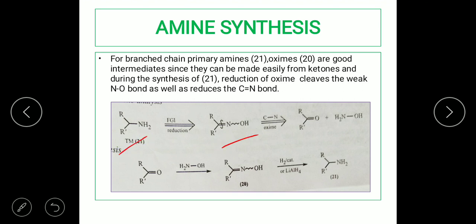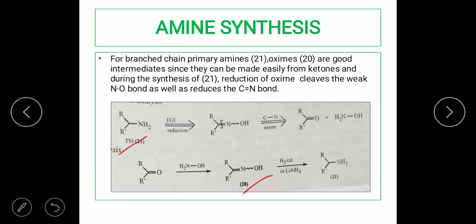When we do the functional group interconversion of this branched chain amine to the oxime, you can see that you can do the CN disconnection here, and once you do the CN disconnection, you can easily get the ketone and the amine. Ketone and amine can be used as the starting materials, and when you use these two starting materials, they give the oxime as an intermediate.